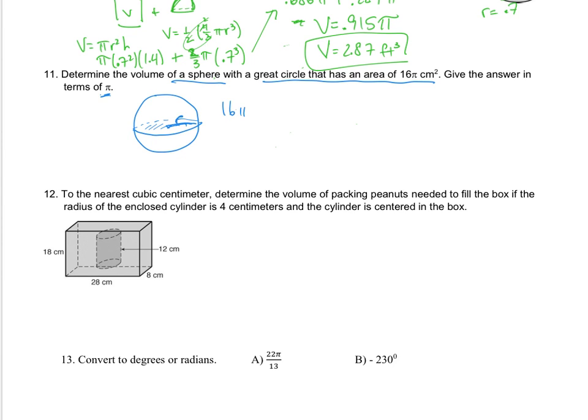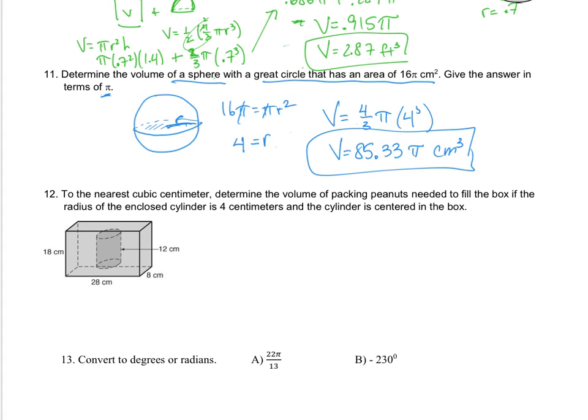So 16 pi equals pi r squared. So that means the radius is 4. Now I can find the volume. The volume is 4/3 pi times 4 cubed. So 4 cubed times 4 divided by 3 gives me a volume of 85.33 pi cubic centimeters.